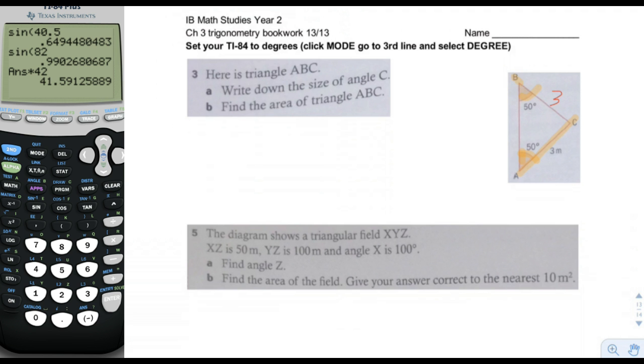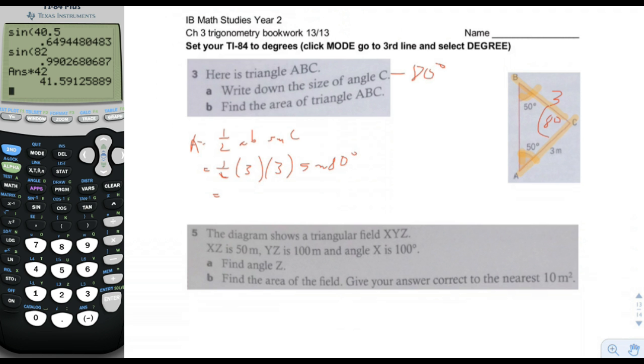So we actually know two sides, and we also know the included angle, because the included angle would be 180 degrees minus 50 minus 50. Okay? So the size of the angle C is 80 degrees. And the area of the triangle is going to be 1/2 AB sine C, right? So it's going to be 3 times 3 times the sine of C, which is the sine of 80.